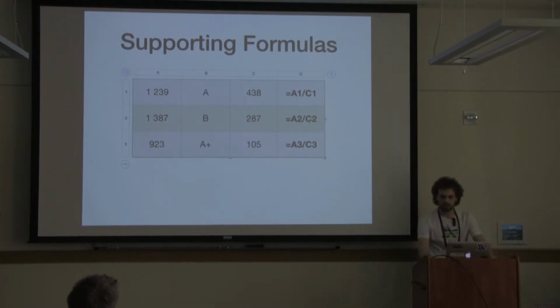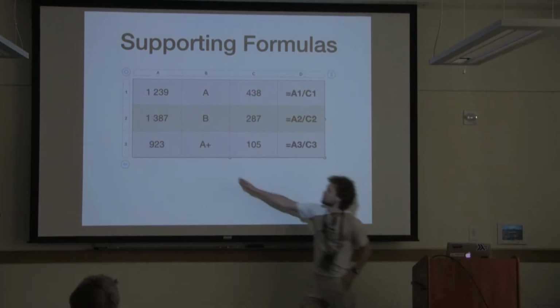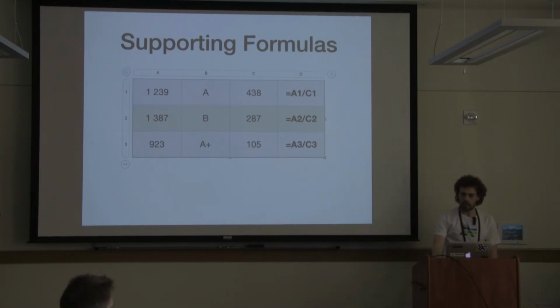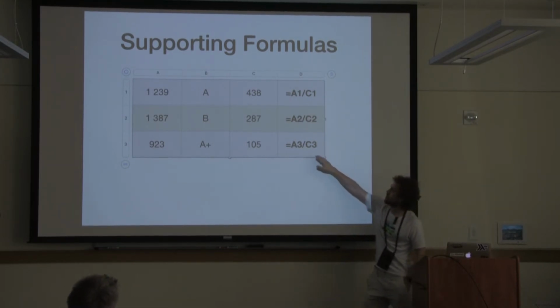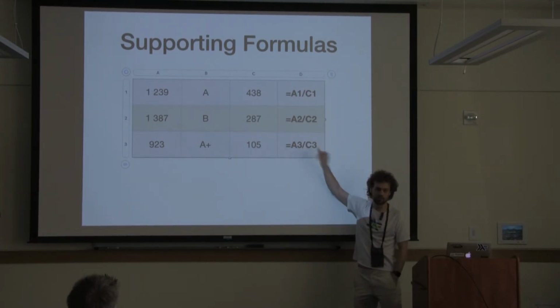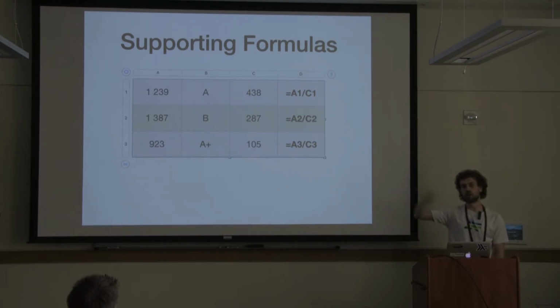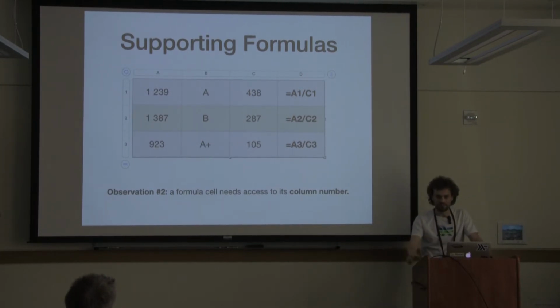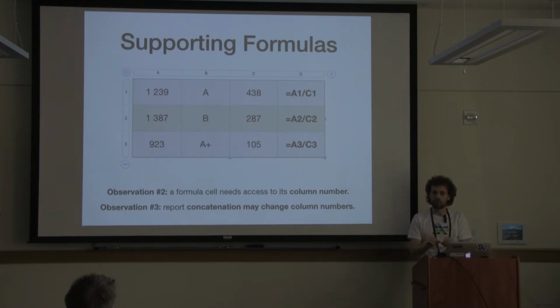Okay, so another thing is that if we want to insert some column, say here or at the beginning, anywhere, then now our formulas change because they no longer reference B column, but now it's C column, right? So this again messes up the columns. So the second observation is that the cell needs also information about which column it is in, or what's the current offset. But also, when we concatenate reports, that information about cells changes. Okay?